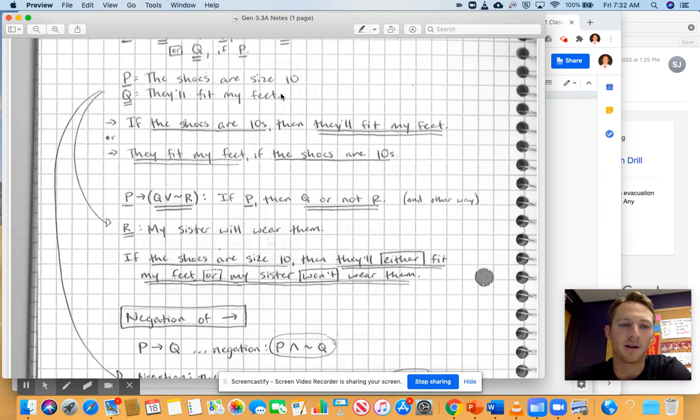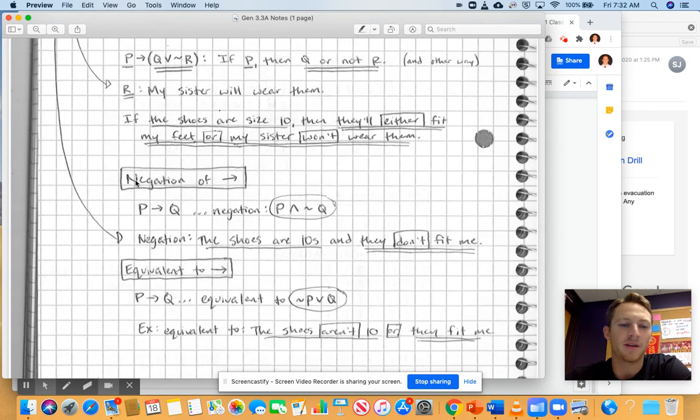And then obviously we could have the other way as well, where it's Q or not R, then, or if P. And we're going to say that R is my sister will wear them. So if the shoes are size 10, then they'll either fit my feet or my sister won't wear them. The upside down caret is like the union, like or. So R was my sister will wear them, but not R is my sister will not wear them.